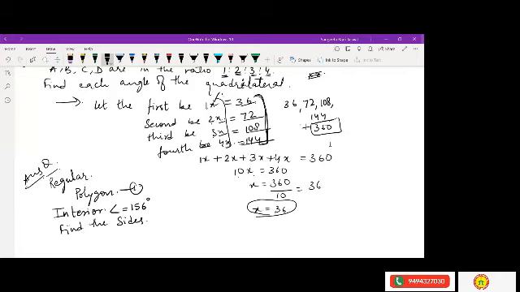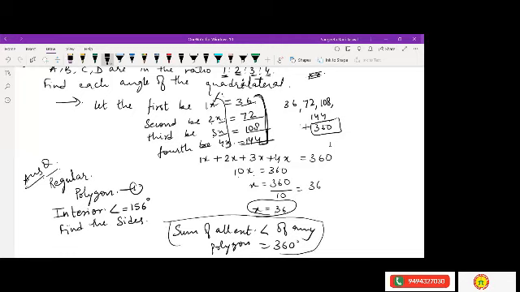Now see, you know that property. Just remember one property in your mind: the sum of all exterior angles of any polygon is equal to 360 degrees. We had done this in the chapter. You remember this?